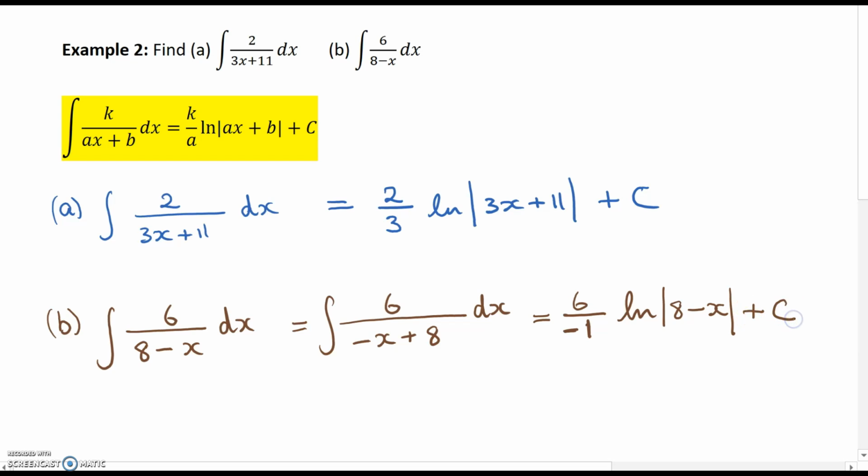Now what's important about this was that the negative x meant that a negative came outside. Okay, and we can simplify it in this case, 6 over minus 1. It could have been 6 over minus 7 in a different example, and we wouldn't simplify it, but 6 over minus 1, we'll simplify that as negative 6. So it's negative 6 times the log of the absolute value of 8 minus x plus c. And again, much quicker than doing u substitution.